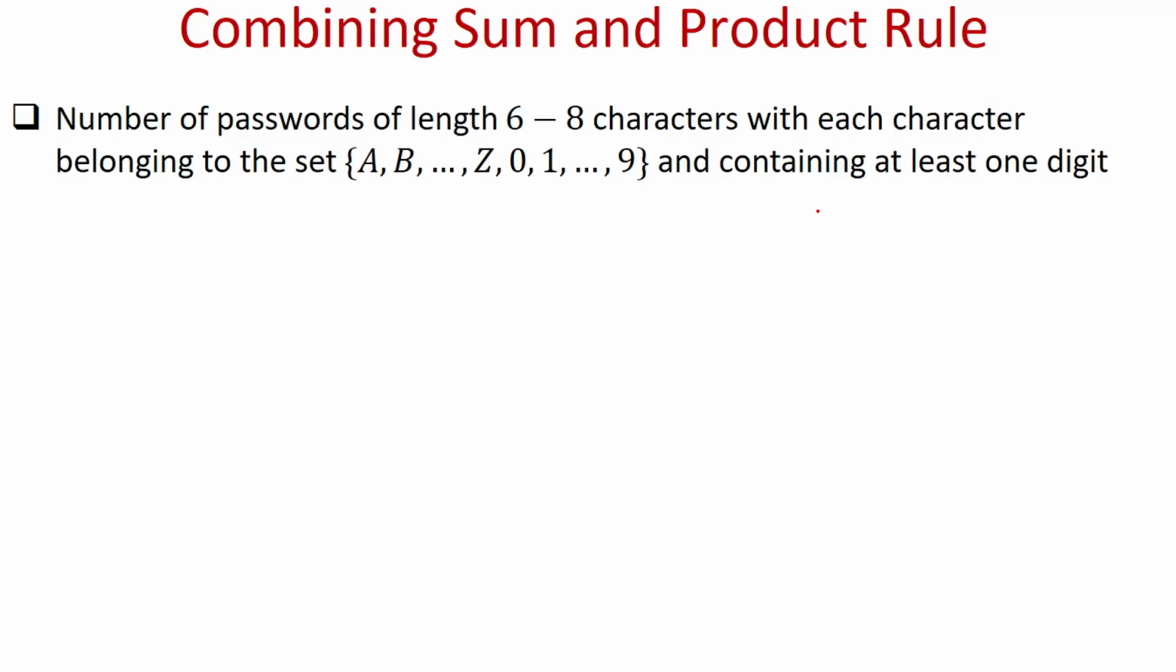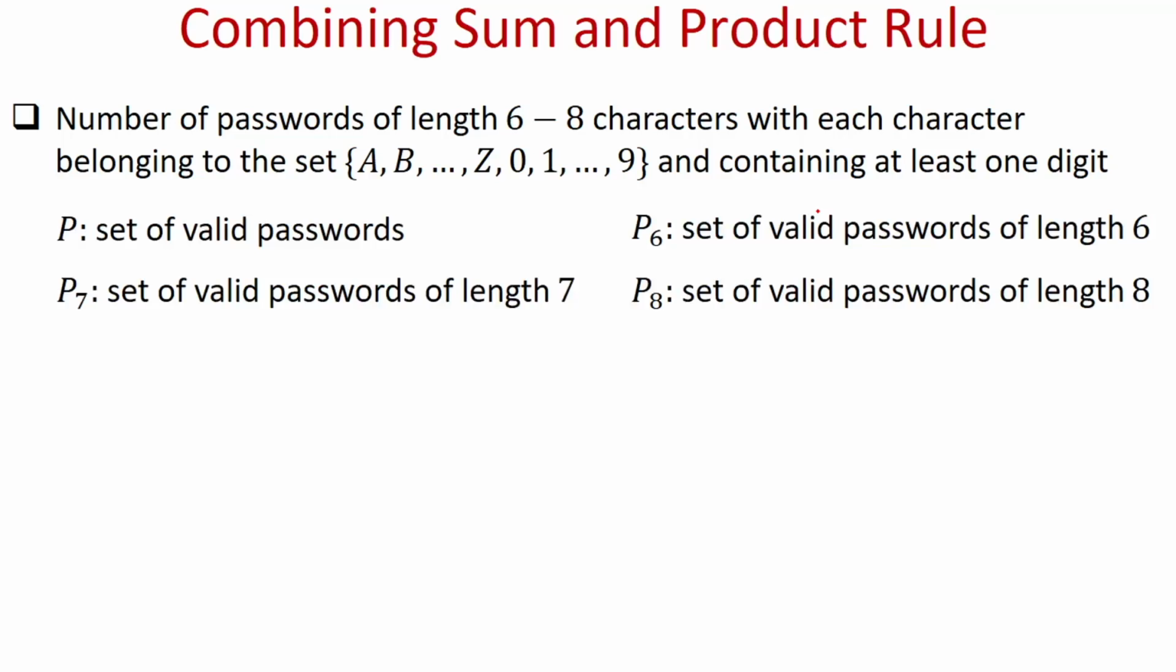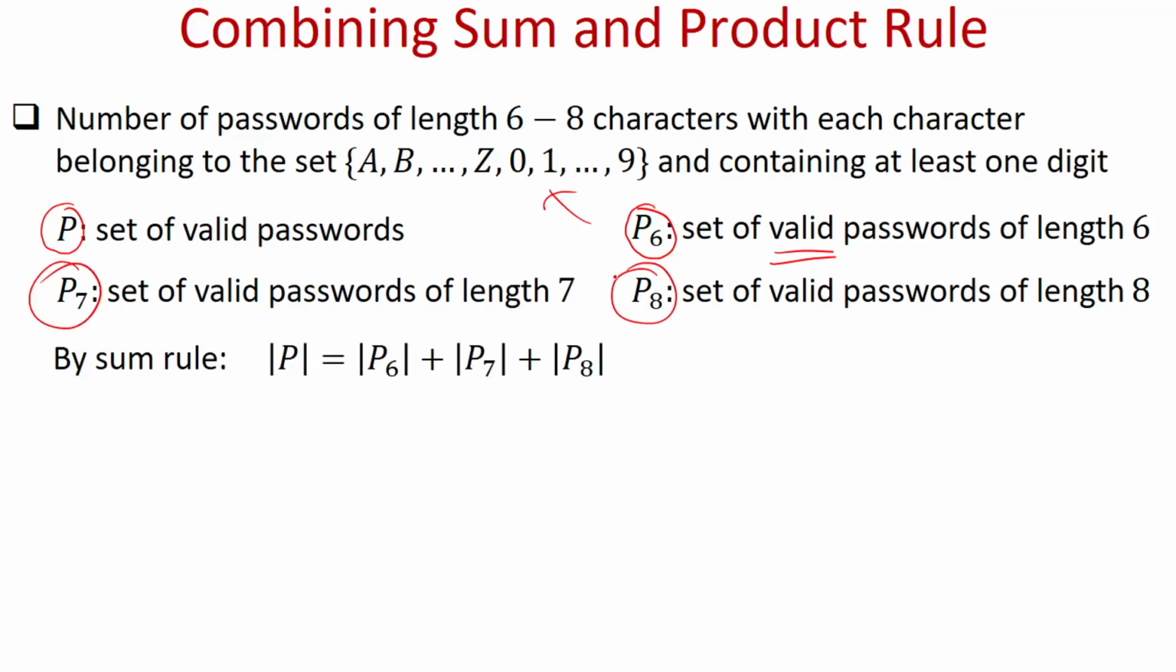So let's see how we can apply the sum and the product rule in this particular example. So our password, the set of all valid passwords, I am denoting it as the set P. And this set P actually can be divided into three disjoint subsets. The subset P6, which is the set of all valid passwords of length 6. By valid, I mean that it has at least one digit and all the characters belong to this set. That's what I mean by valid in this explanation. So my P6 is the set of all valid passwords of length 6, P7 is the set of all valid passwords of length 7, and P8 is the set of all valid passwords of length 8. And it's easy to see that these three sets are disjoint.